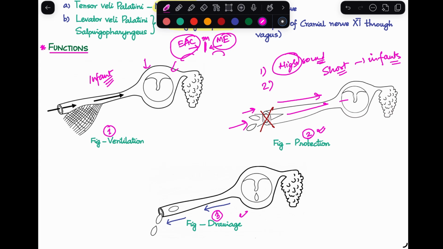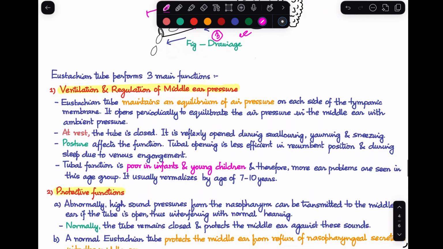Next, coming to our third function, which is drainage. What it does is, if this is the middle ear, it drains all the secretions of the middle ear. We spoke about the lining of the tube, which is the pseudostratified ciliated columnar epithelium. And we also spoke about how the cilia beat in the direction of the nasopharynx. So this is what is happening. It is helping to clear all the secretions and debris from the middle ear right out to the nasopharynx. This is the clearance function or the drainage function of the eustachian tube. So these are our three important functions of the eustachian tube.